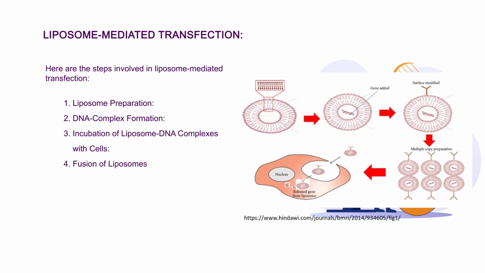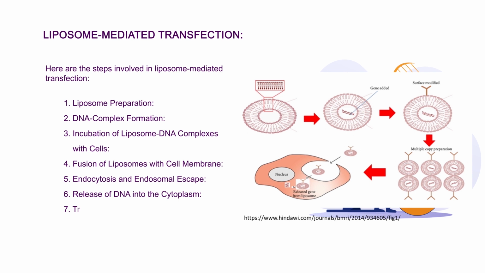The steps involved in this method start with liposome preparation, where liposomes used for transfection are typically made from cationic lipids. Cationic lipids have a positive charge that helps them interact with the negatively charged nucleic acid. The lipids are dissolved in an organic solvent such as chloroform or ethanol and then dried under a vacuum to form a thin lipid film.